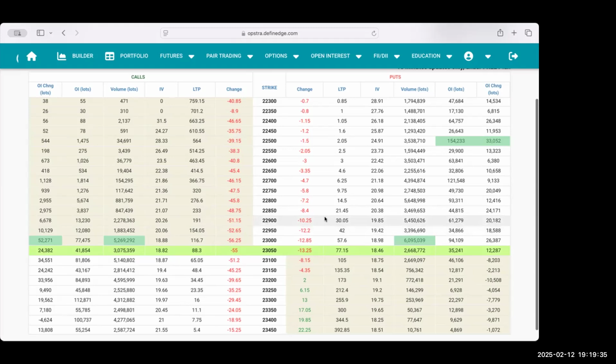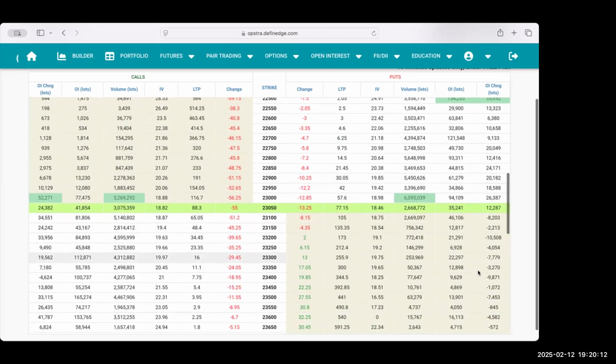22,900 PE. They sold for 30 rupees because they think if the market is going up, this 30 rupees will become 20, 10, 0. So they will make the profits, correct? You're getting my point. Now the CE guys, they sold for 191 rupees because they think the market will go further down. So 191 will become 180, 150, 100, correct? Because it's a CE. So these guys will make money.